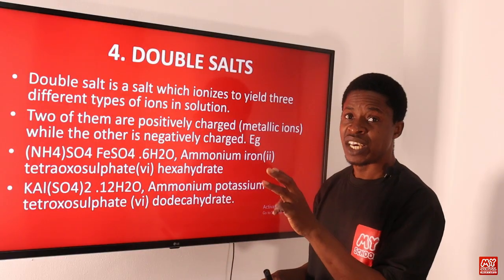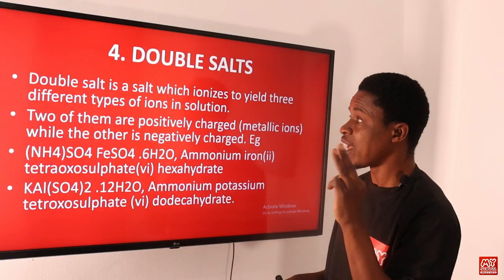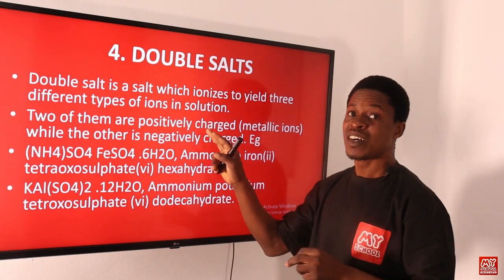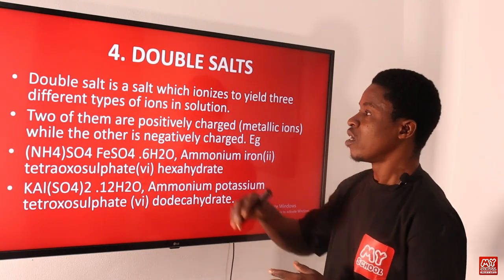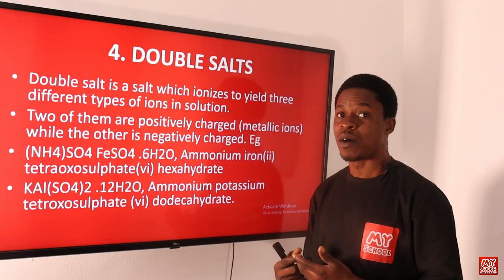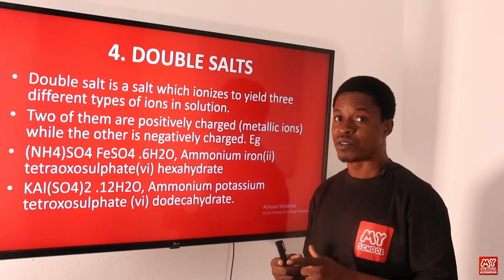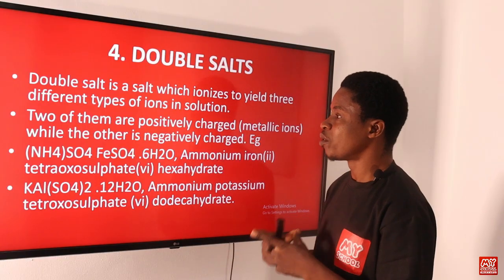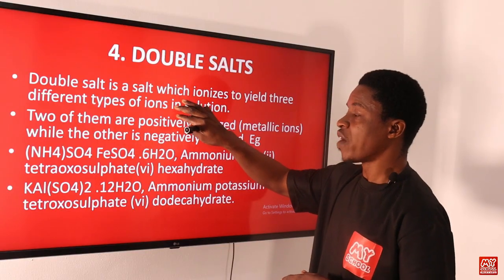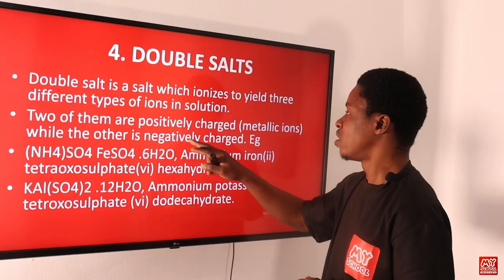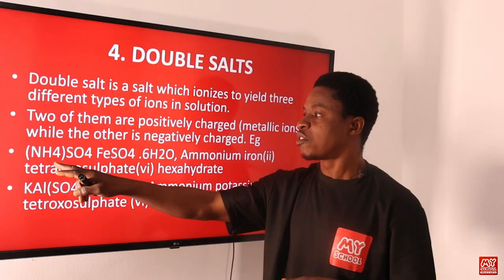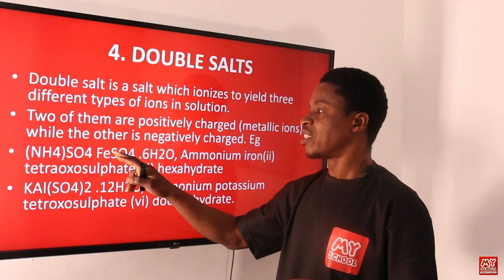Now, out of those 3 ions that are formed, 2 of them will be positively charged, while the third, which is the last one, will be negatively charged. So, of course, positively charged ions are what? Metallic ions, apart from hydrogen. So, 2 of the 3 ions that you find in that solution are positively charged, while the other is what? Negatively charged. For example, we have NH4SO4, FeSO4.